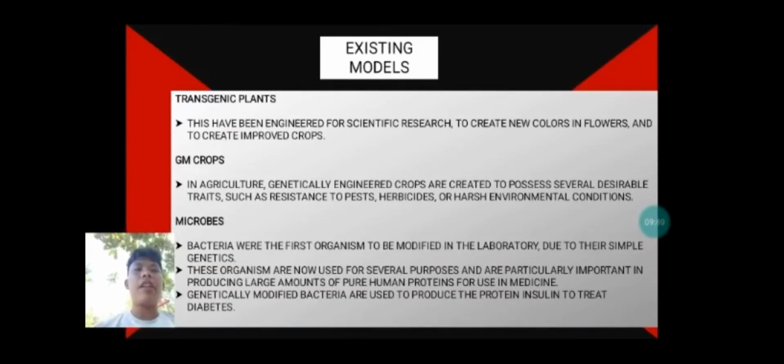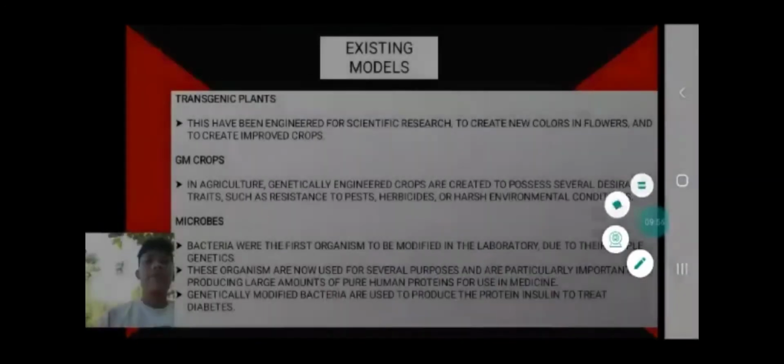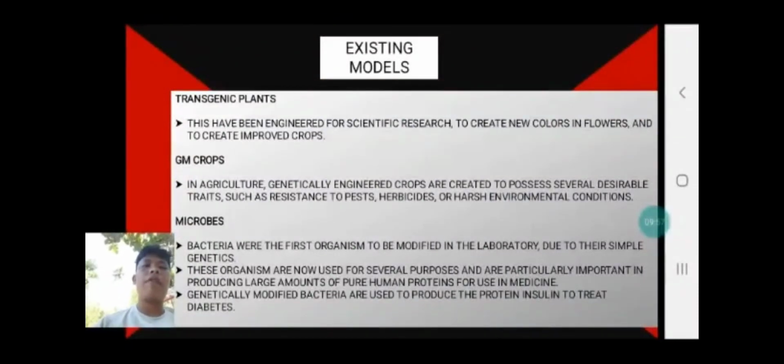Okay, so next is the genetically modified crops. Genetically modified crops in agriculture. Genetically engineered crops are said to possess several desirable traits such as resistance to pests, herbicides, or harsh environmental conditions. Okay, so genetically modified crops are the plants used in our agriculture, whose DNA is changed using genetic engineering methods.